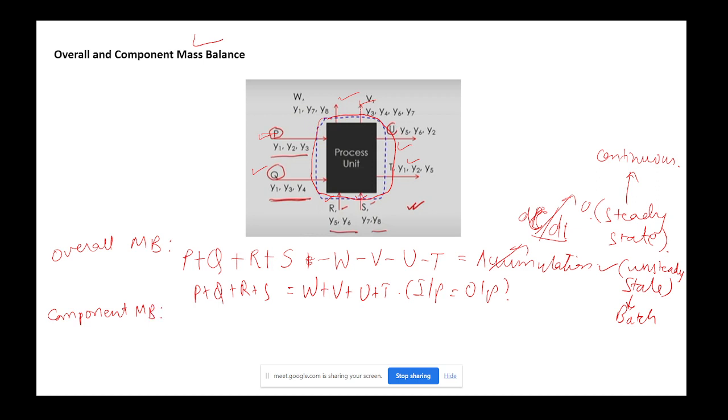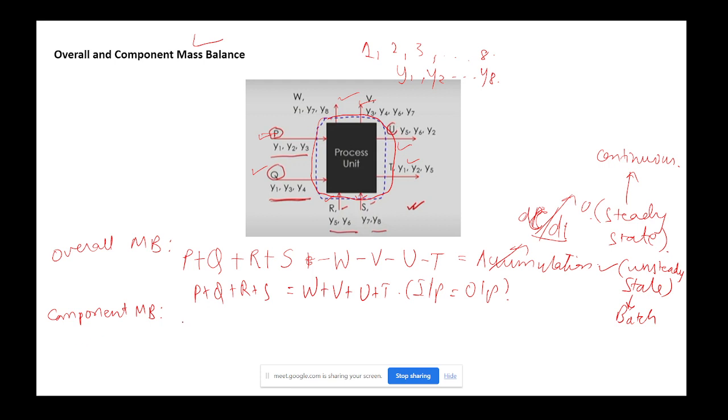so here what components do we have? It is in the form of numbers, 1, 2, 3 up to 8. And what does y mean? Y is the mole fraction. So y1, y2 up to y8, this is nothing but the mole fraction.